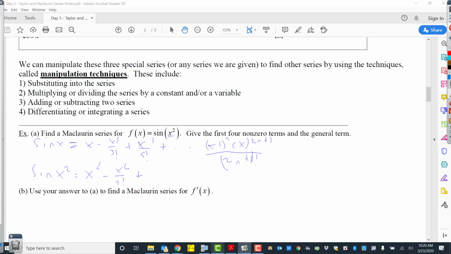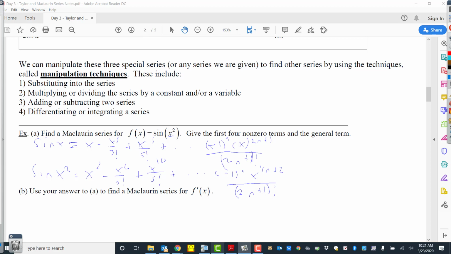Plus, then we have x squared to the 5th, which is x to the 10th over 5 factorial, plus dot dot dot. We still have the negative 1 to the n, that doesn't change. And then it's x squared to the 2n plus 1, which changes it to x to the 4n plus 2 over 2n plus 1 factorial. And there's our new series and our general term.